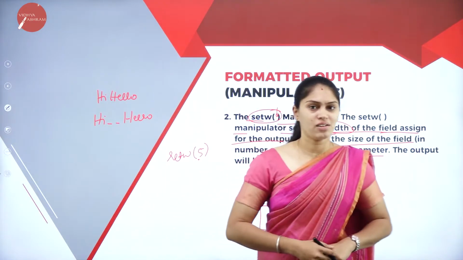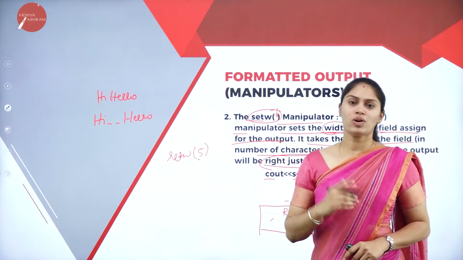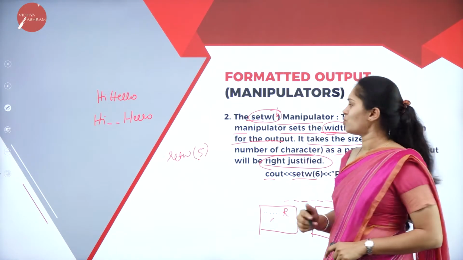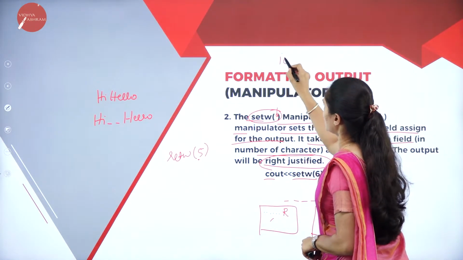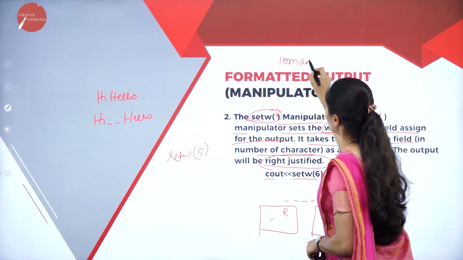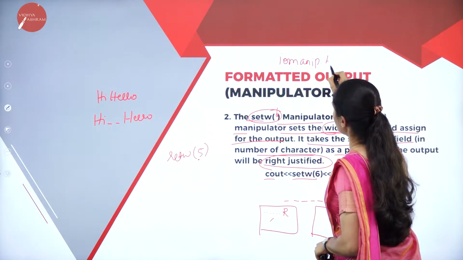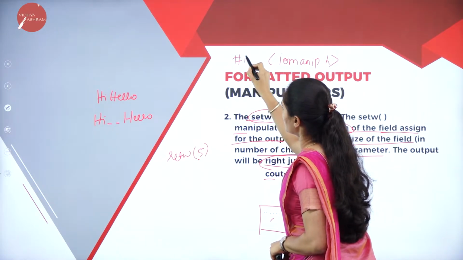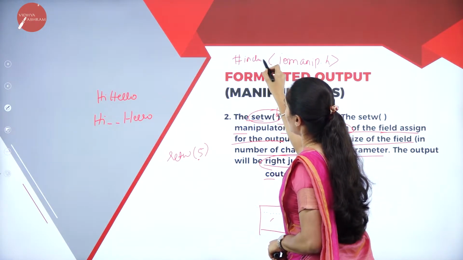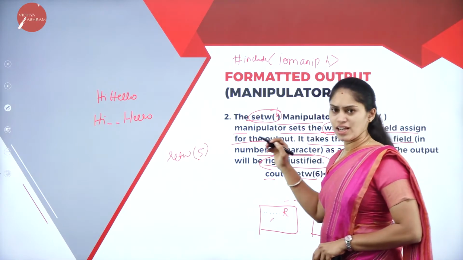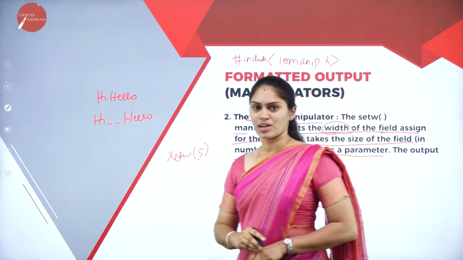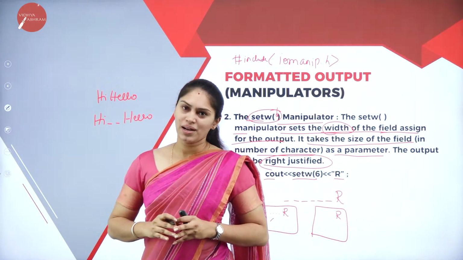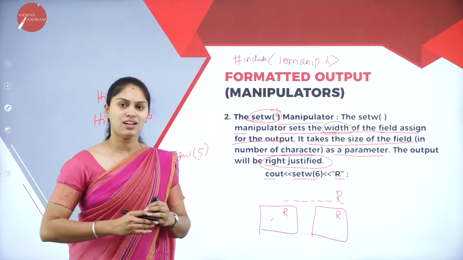Then which header file are we supposed to take when we are working with manipulators? That is iomanip.h. This is the header file that we are supposed to include when we are using endl, setw and setfill manipulators in our program. So this is regarding manipulators, or formatting of the output.